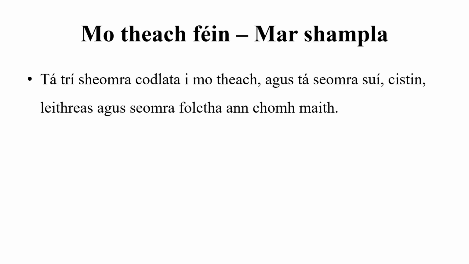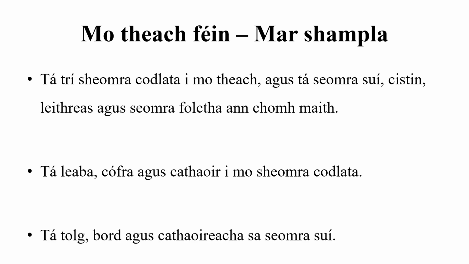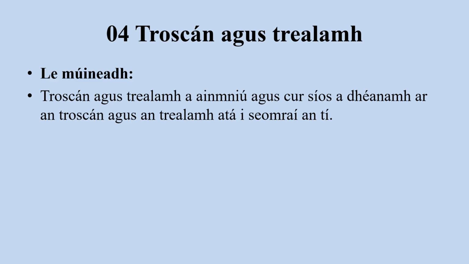Mar shampla: Tá 3 sheomra codlata i mo theach, agus tá seomra suí, cistin, leithreas agus seomra folctha ann chomh maith. Tá leaba, cófra agus cathaoir i mo sheomra codlata. Tá tolg, bord agus cathaoireacha sa seomra suí. Agus sin é Rannóg 4, Troscán agus trealamh, and that's section 4, furniture and appliances, naming the furniture and appliances and giving a brief description of the furniture and appliances in different rooms of the house.